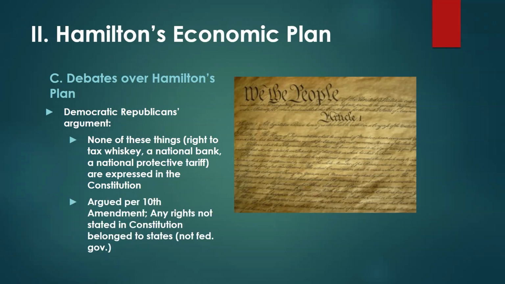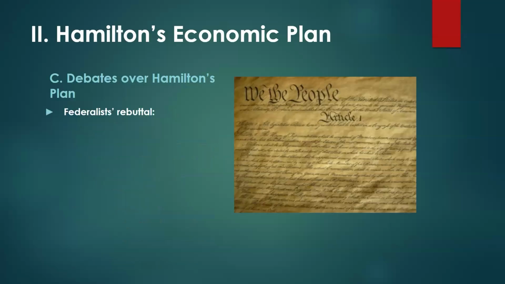And again, they tied back to the 10th Amendment, saying that any powers not given to the federal government here were reserved for the states, saying if we want any of these things, this needs to be determined at the state level whether this is going to happen. So again, this is a very clear demonstration here of the Democratic Republicans interpreting the Constitution in a very strict way, right? This is an example of their strict construction.